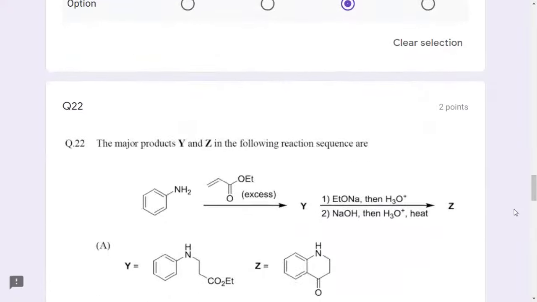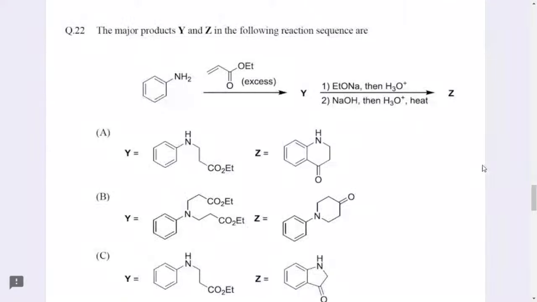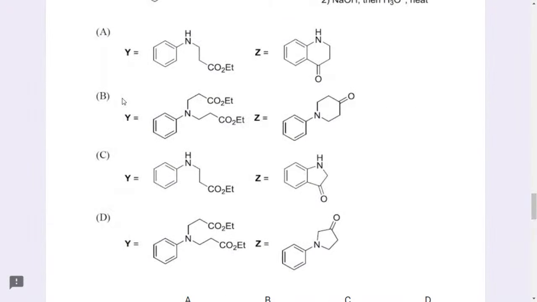Next. The major products Y and Z in the following reaction sequence are, question number 22. What is this? Aniline. Yes. So ethyl acrylate. What are we going to get when you treat aniline with ethyl acrylate? Michael addition. Michael addition is going to form a 1,4 addition. So this is going to react with this, and this double bond comes here. So it is going to react with another bond. So Y is going to be this B.